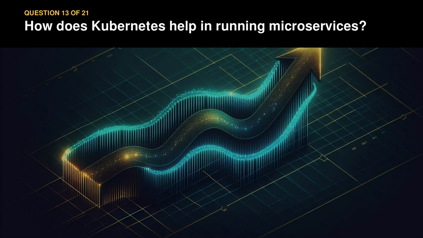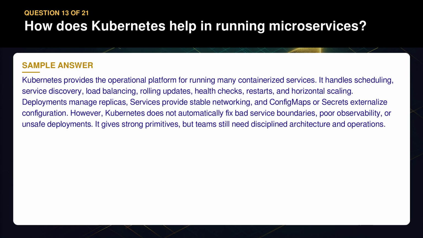Question 13. How does Kubernetes help in running microservices? Kubernetes provides the operational platform for running many containerized services. It handles scheduling, service discovery, load balancing, rolling updates, health checks, restarts, and horizontal scaling. Deployments manage replicas, services provide stable networking, and config maps or secrets externalize configuration.